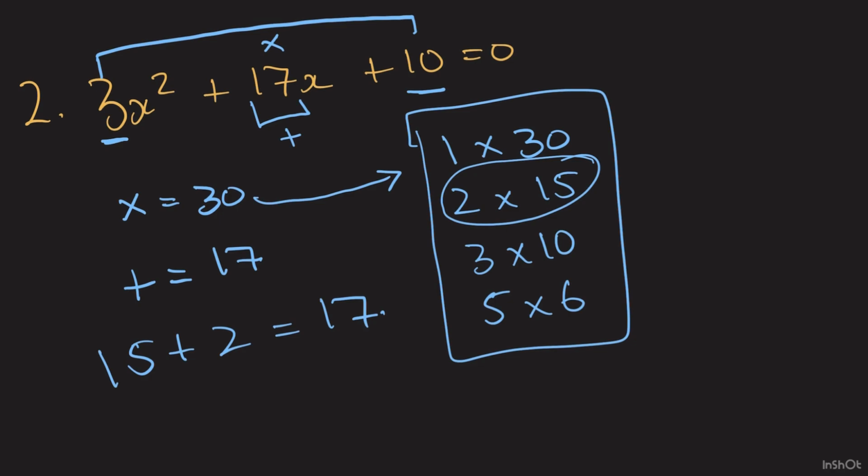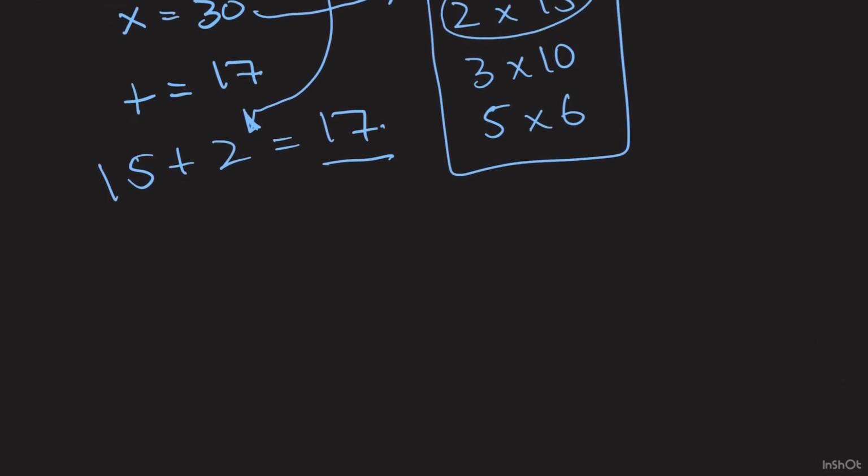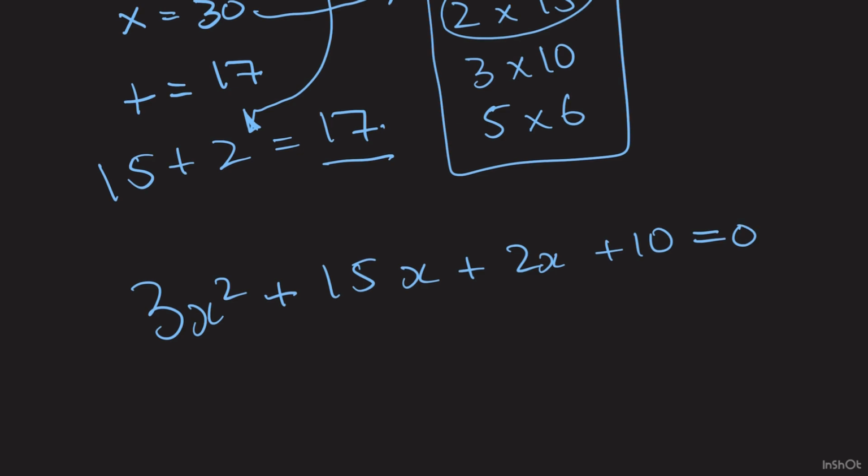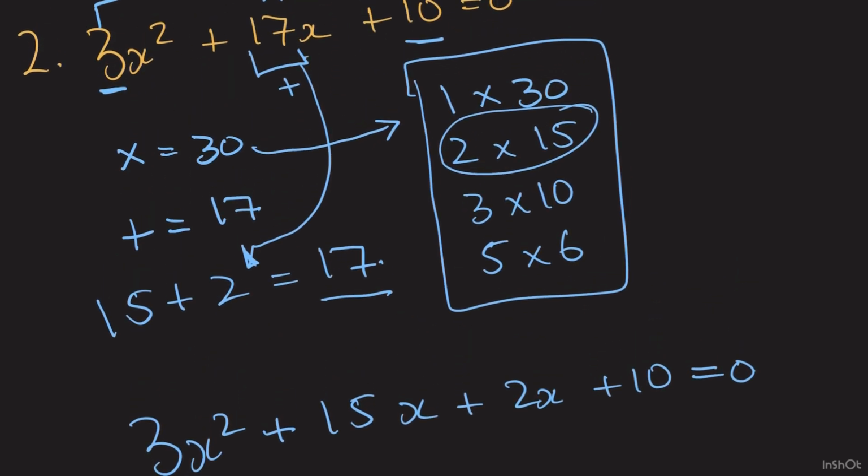Now let's rewrite the equation out again, but instead of writing 17 as 17x, we're going to write 15x and 2x, because those two would add up to 17 again. So rewrite the equation: 3x squared plus 15x plus 2x plus 10 equals 0. The difference between this equation and the equation down here is just this bar here. We'll just split up the 17 into 15x and 2x because that's what we found out here.